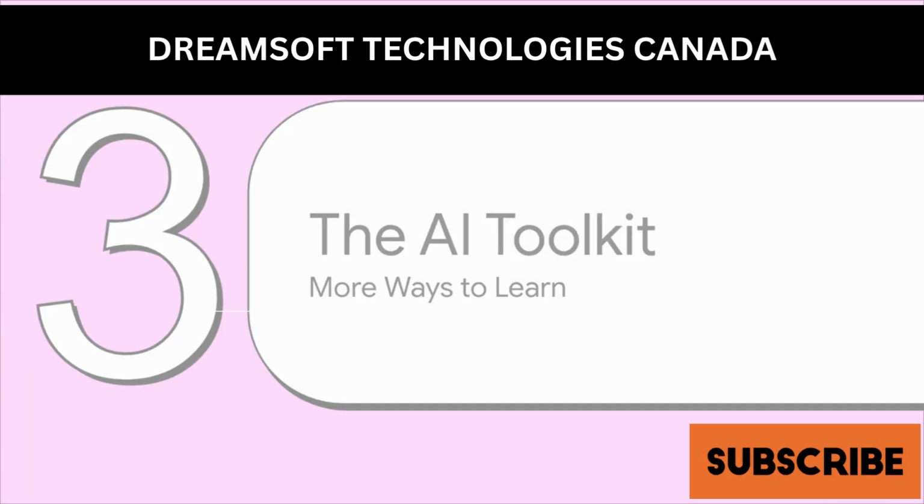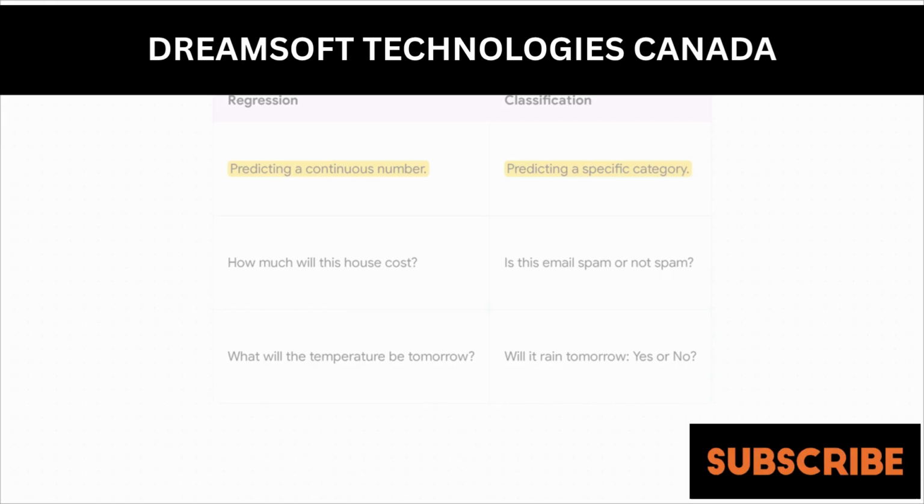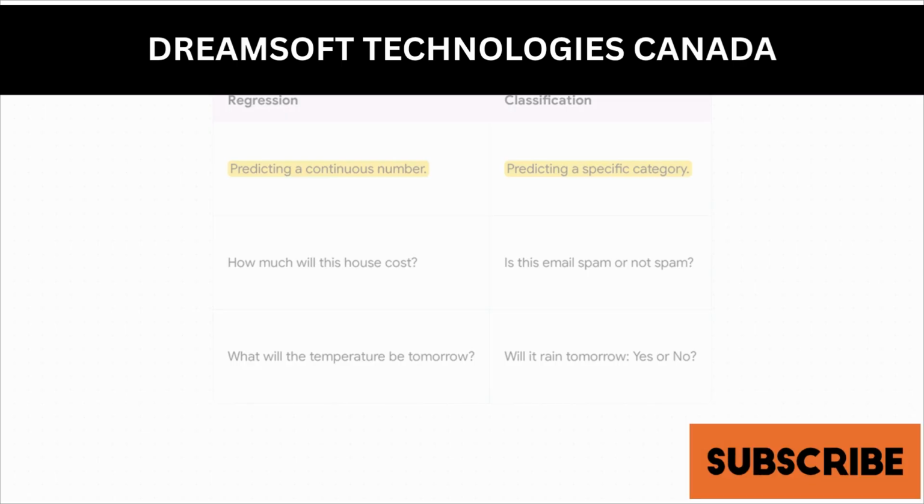So that's the basic idea, right? Learning by finding patterns in data. Now let's zoom back out and see what other kinds of problems this same exact method can solve. Our house price example? That's called regression. It's where we're trying to predict a continuous number like a price or a temperature. But AI can also tackle a totally different kind of problem called classification. This is when you want to predict a specific category. Think yes or no questions. Is this email spam or not spam? Will it rain tomorrow? Yes or no?